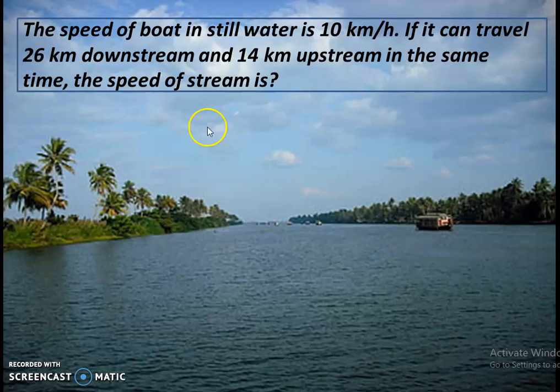Now the next question is, the speed of boat in still water is 10 km per hour. If it can travel 26 km downstream and 14 km upstream in the same time, the speed of stream is, we need to calculate the speed of stream. So now let's assume that the speed of stream is y km per hour and it is given that the speed of boat in still water is 10.